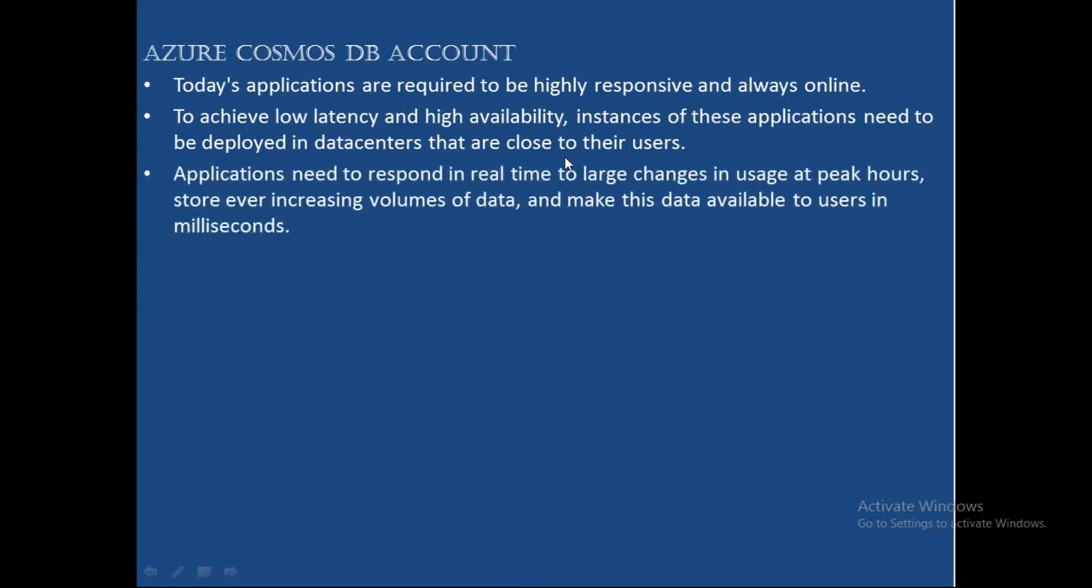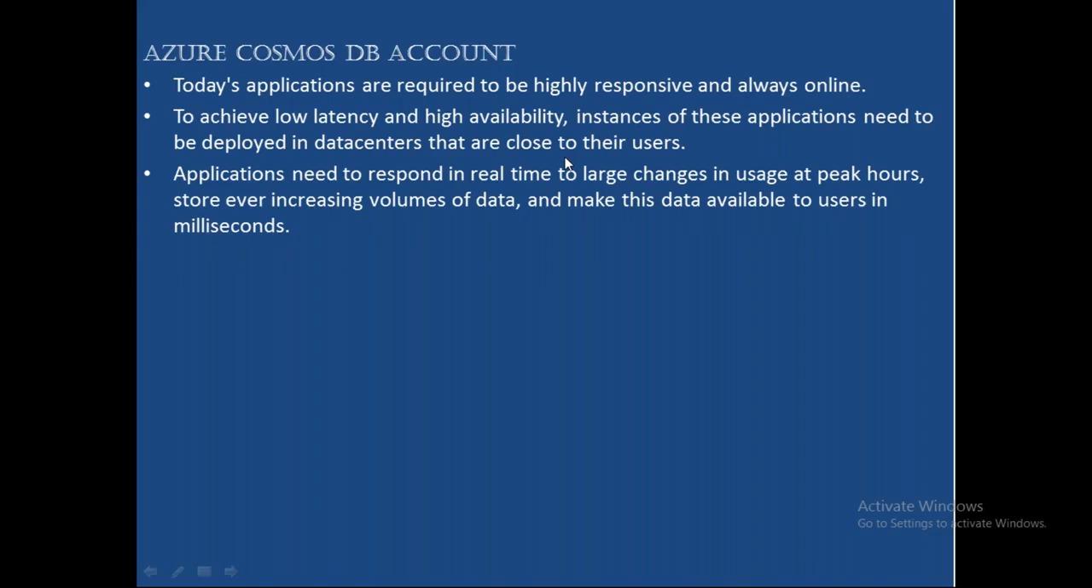Understood? Next, applications need to respond in real time to large changes in usage at peak hours. Let's say, if you look at online train ticket booking, I hope many of you have tried it, right? At 10 o'clock, AC tickets. This is a little bit of peak hours. At 11 o'clock, sleeper class, right? So many people will try to access it, but only a few people will get the tickets, whoever has good internet. Whoever's mobile is not stuck, or whoever's application is working fine, right? So all these things will matter.